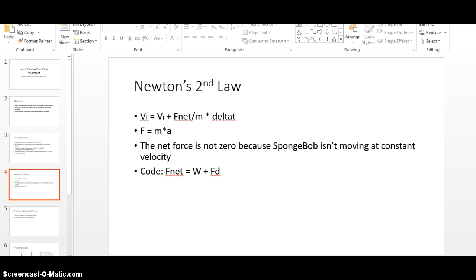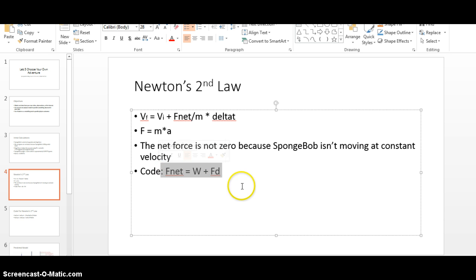The net force is not 0 because SpongeBob isn't moving at constant velocity, which is shown in the video. So therefore we know that the total pushes and pulls are the summation of the force of gravity and the drag force, which is why in the VPython code we have F net equals W plus Fd. Fd representing the drag force, W representing the force due to gravity.